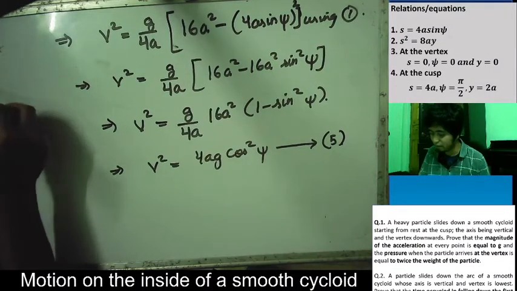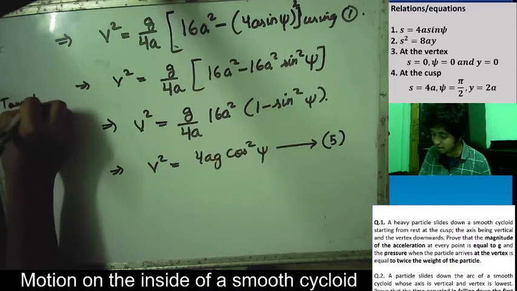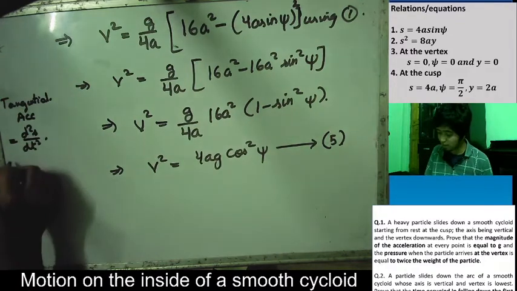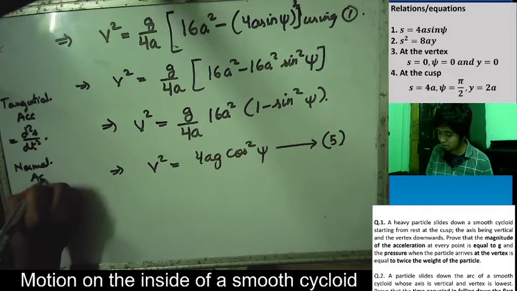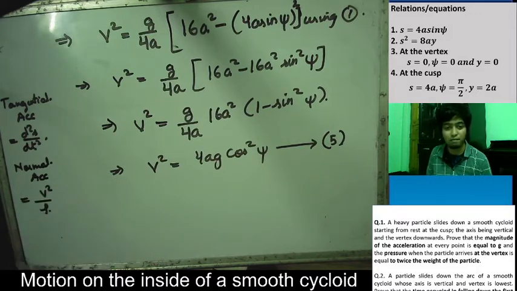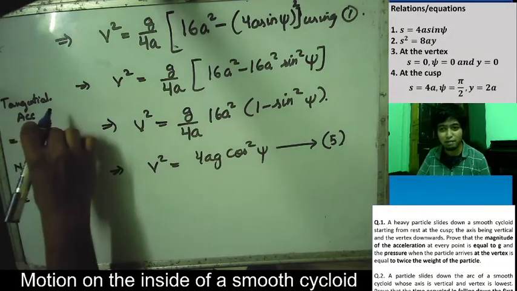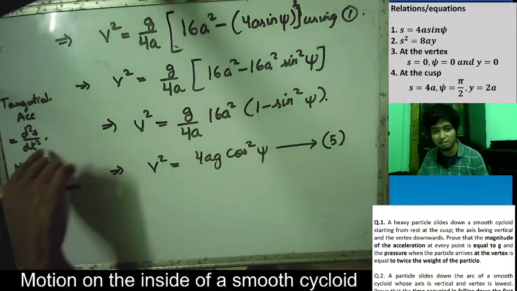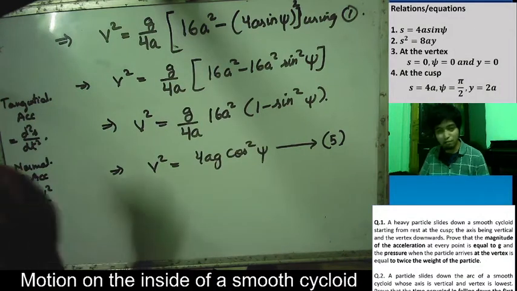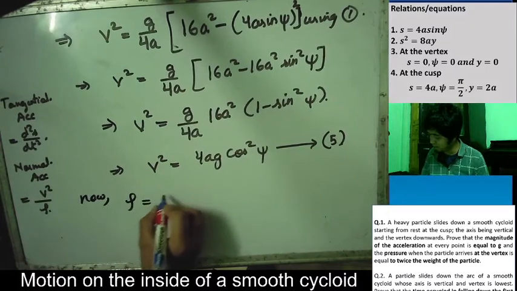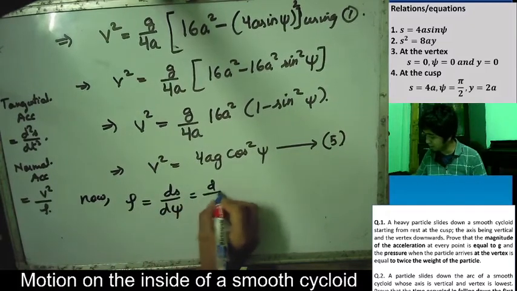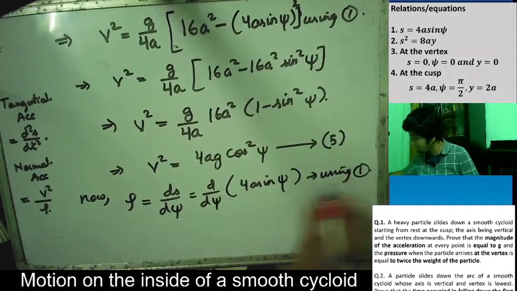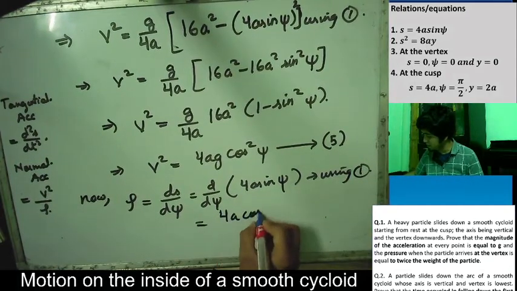Again, remember that tangential acceleration is equal to d2s dt square, and normal acceleration is equal to v square upon rho. So v square we have got, and d2s dt square we have already found out by using equation 2. Using equation 2 we can easily get d2s dt square. V square by rho, so now we need rho. Now rho is ds d psi, s is 4a sine psi using 1. So this one will be 4a cos psi.